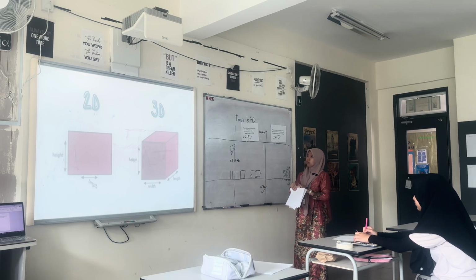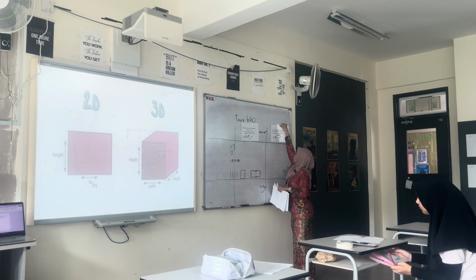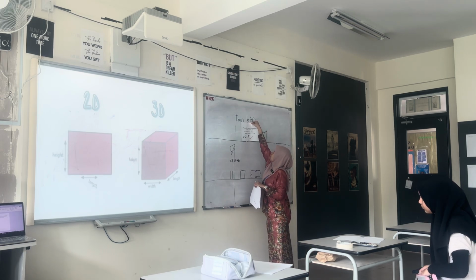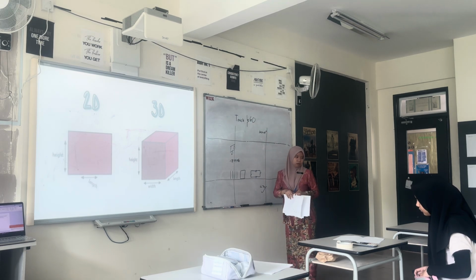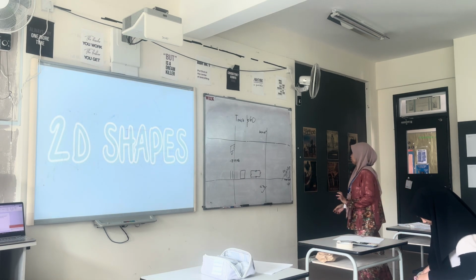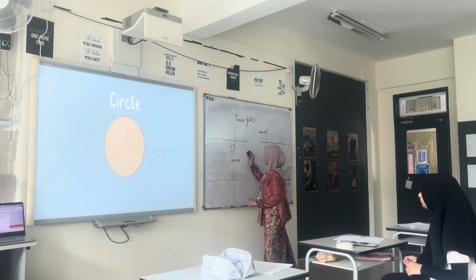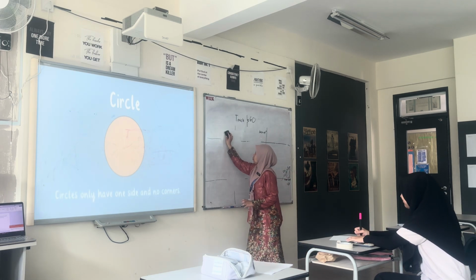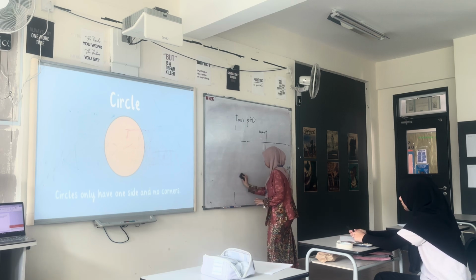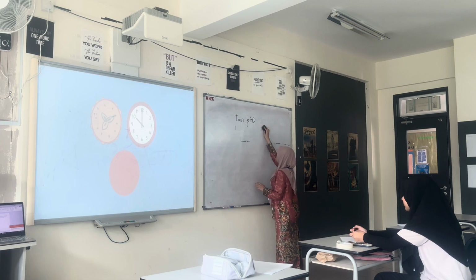Furthermore, a 2D shape has only two measurements, length and height. A 3D shape has three measurements, length, height, and depth or width. Now, let's take a look at some 2D shapes. Circle. Circles only have one side and no corners. Here are some real-life examples.